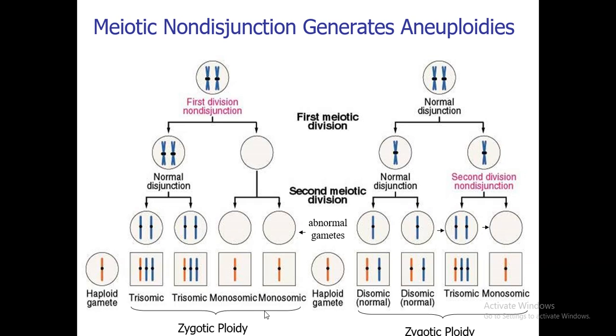On the other hand, we have the second example, wherein the disjunction at the first meiotic division is normal. However, for the second meiotic division, the second cell is experiencing non-disjunction. Meaning, the offspring of this particular cell is affected with aneuploidy problems.